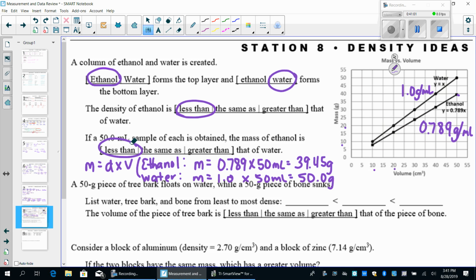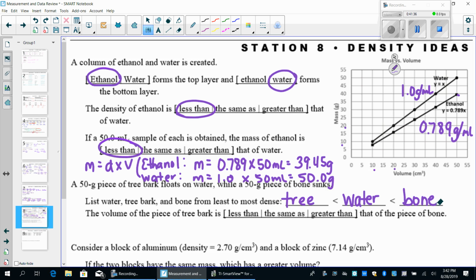If you have a 50-gram piece of tree bark that floats on water while a 50-gram piece of bone sinks, list the water, tree bark, and bone from least to the most dense. So your least dense is going to be the tree bark. Your water is in the middle, and bone is going to be at the end. So the most dense, because it sinks, is the bone. The tree bark floats, so it's the least dense, less dense than water, and water comes in between.